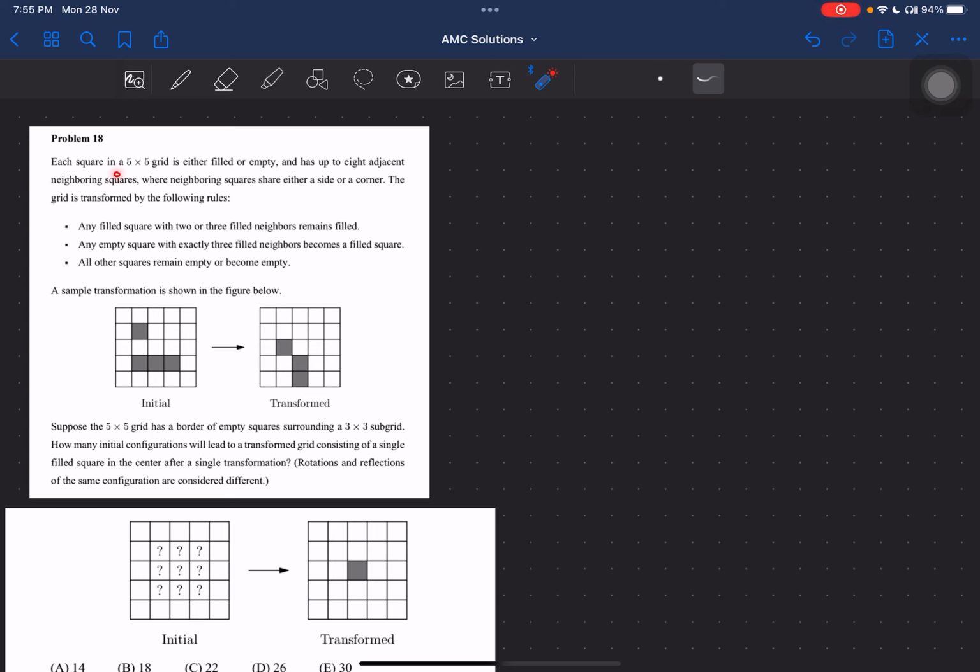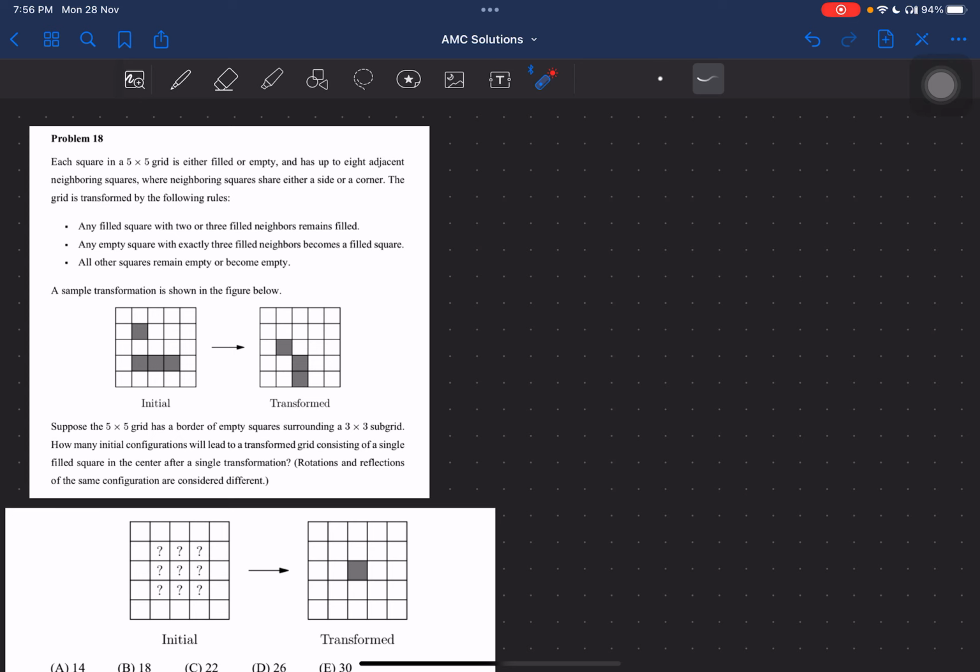So we have a 5 cross 5 grid where each square is either filled or empty and has up to 8 adjacent neighboring squares. So why 8? Squares are neighboring if they either share a side or a corner. For example, if you consider this square, then 1, 2, 3, 4, 5, 6, 7, 8, all of them are neighboring. That's why it says up to 8 neighboring squares, because this one has only 3 neighboring squares.